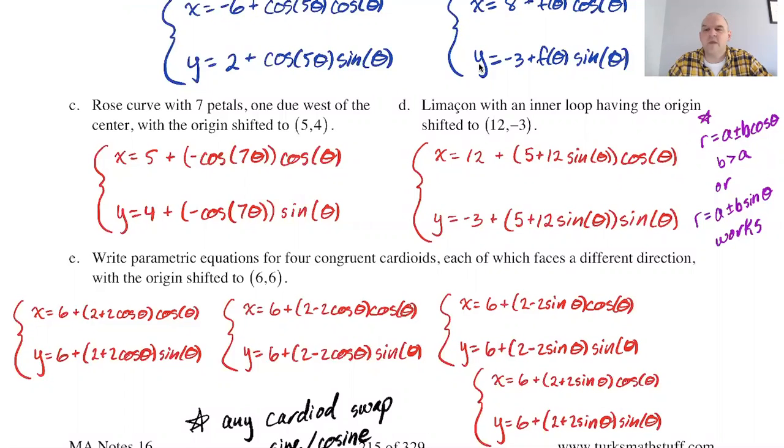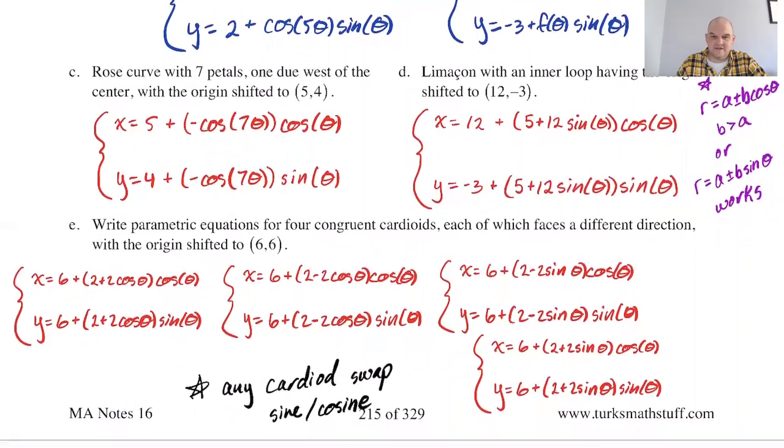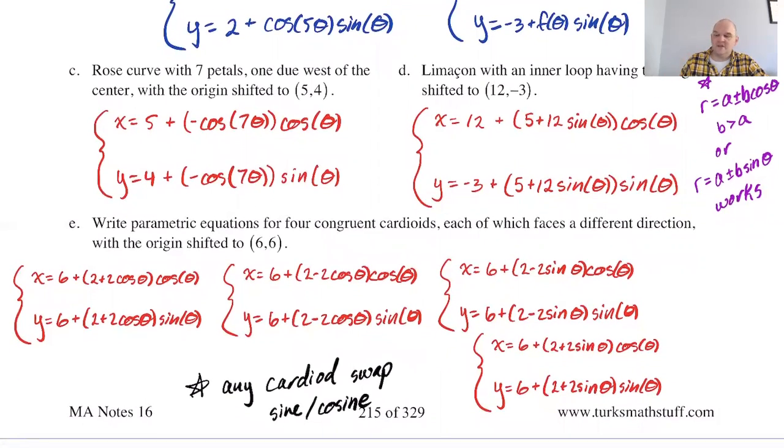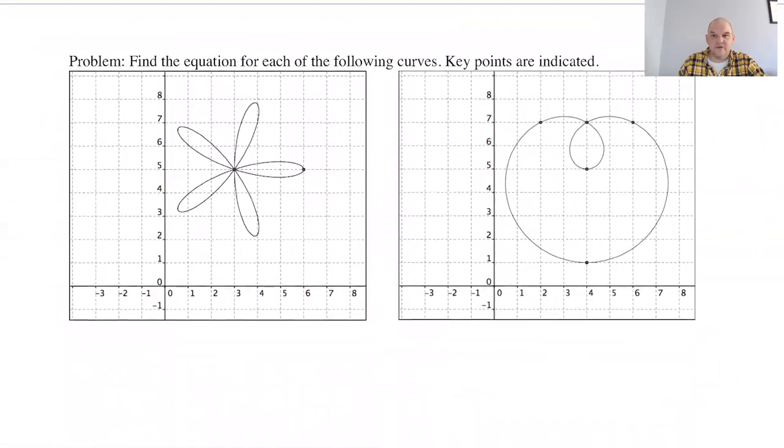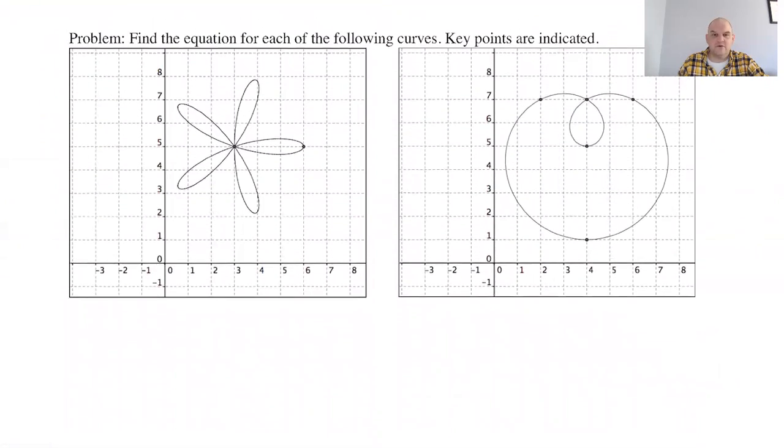So maybe pause the video and copy those down, or pause the video and compare, or maybe I'll just talk long enough for you to actually have read all of them. But anyway, what I'm going to do is move on to the next thing, which is pretty interesting. So we want to write equations now for graphs.